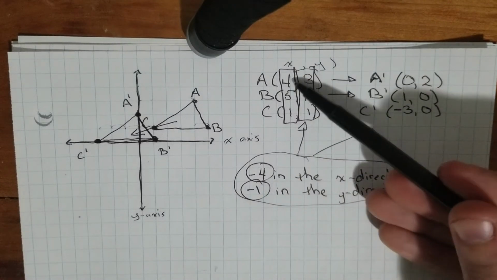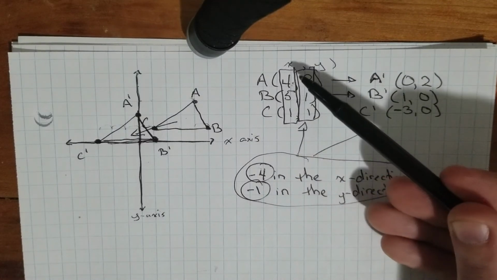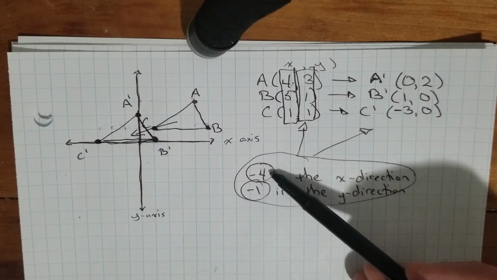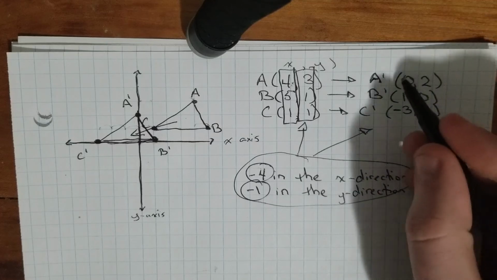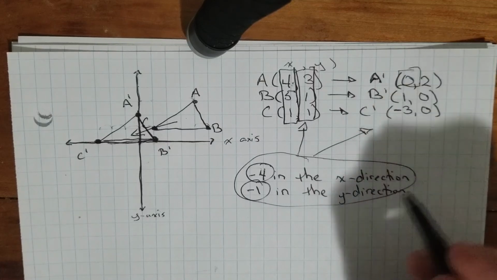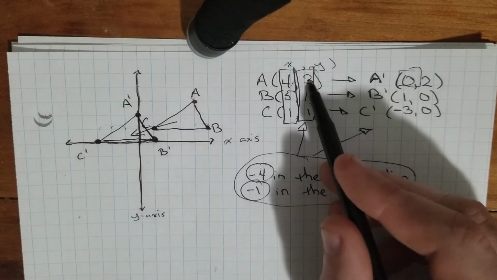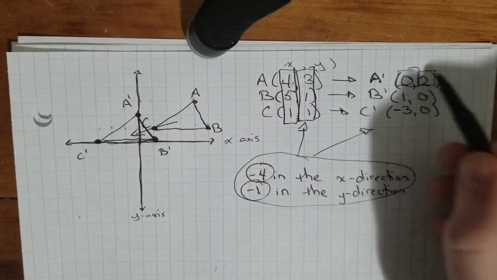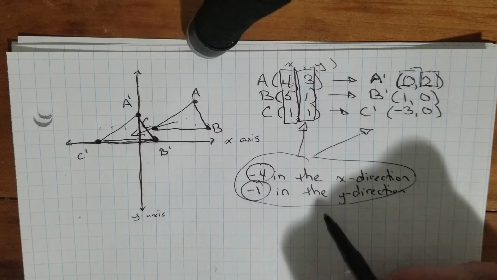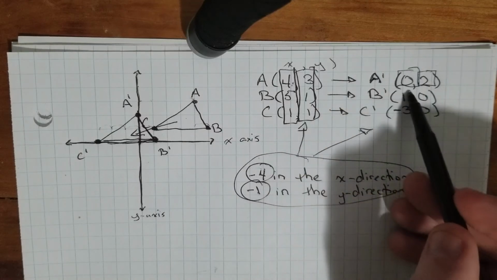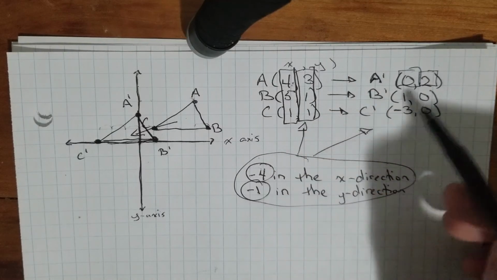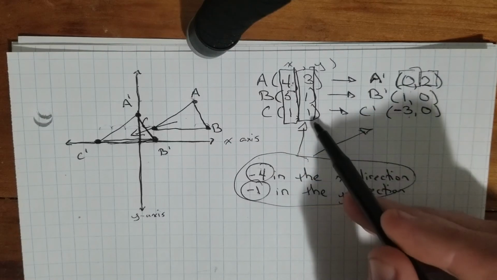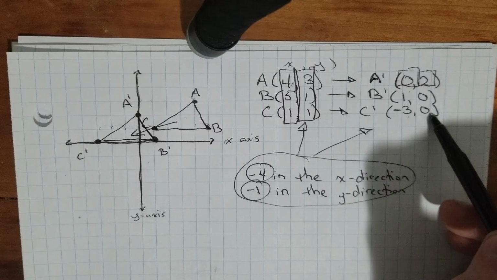So if I take the x value here, which is 4, and I take the instructions -4 to that x, I get my new x value of 0. If I take 3 and -1 for my y, I get my new y location of +2. Same with these. 5 minus 4 is 1. 1 minus 1 is 0. 1 minus 4 is -3. 1 minus 1 is 0.